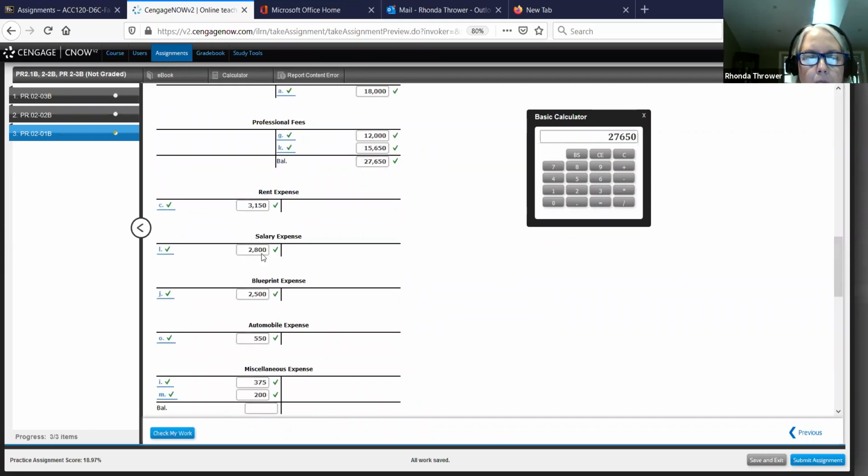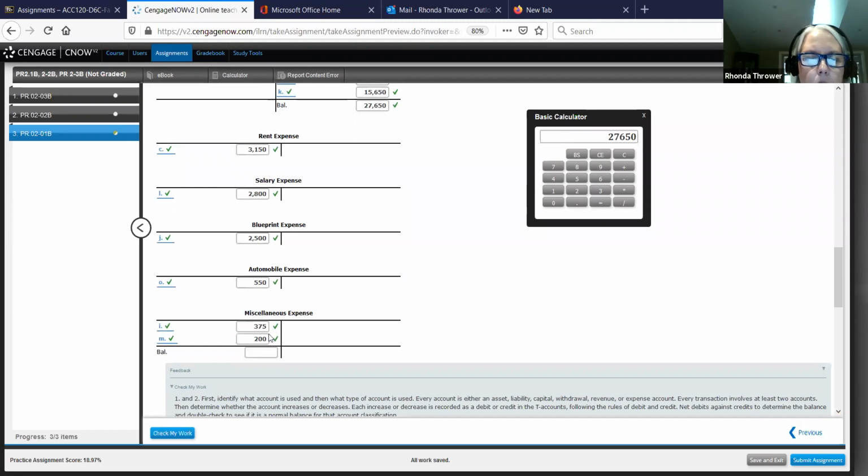Rent expense, salary expense, blueprint expense, automobile expense, they only had one thing that happened to them. So these amounts are the balances in those expense accounts. Now look at miscellaneous expense. It had 2 things that happened to it. They happened on the debit side, which is the add side. So I would combine both of these together to get the balance of my miscellaneous expense at the end of the month. My miscellaneous expenses totaled $575,000.